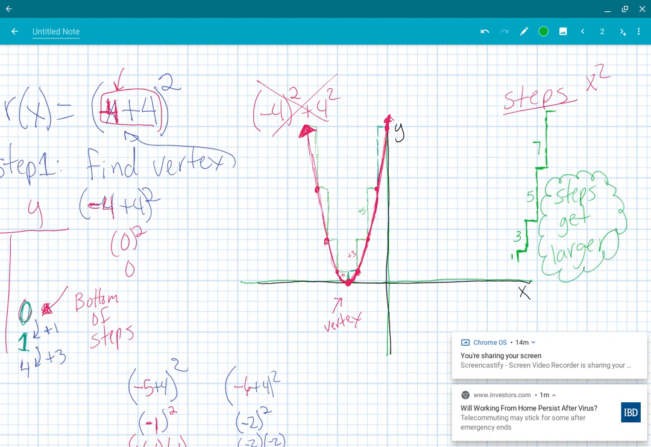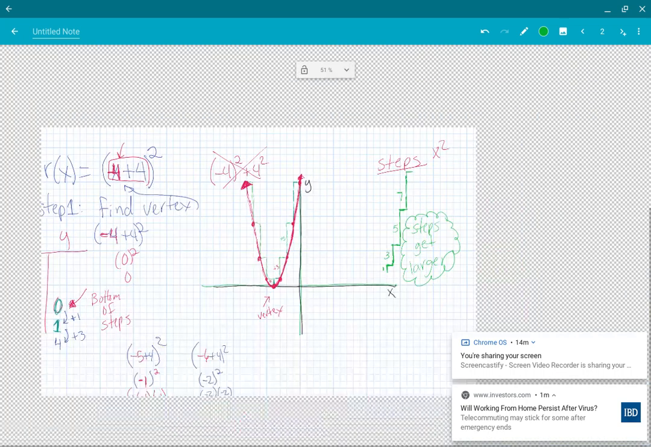And what were the steps for an absolute value? Did they get larger or did they stay the same? What do you guys think? I think we did that. All right.